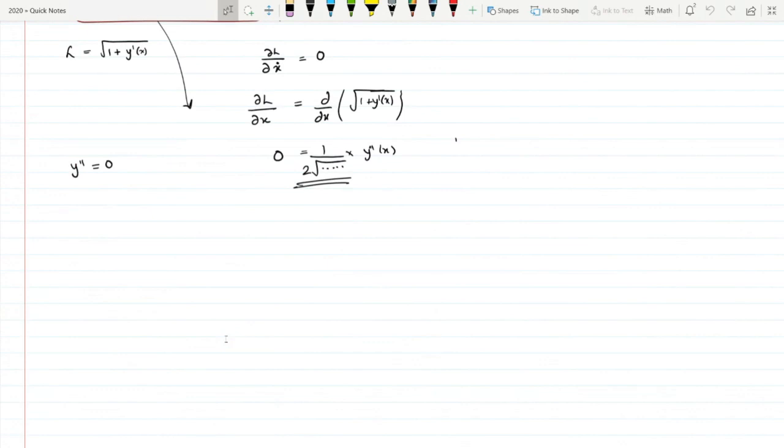What quantity, if I take the derivative of it, gives me 0? Well, it's a constant. Well, if I take the derivative of 5 with respect to x, I get 0, right? So y prime has to equal some constant. Okay, now let me actually call that constant m. And if I now integrate this again one more time, I find that y will equal mx plus c, which is a great result.